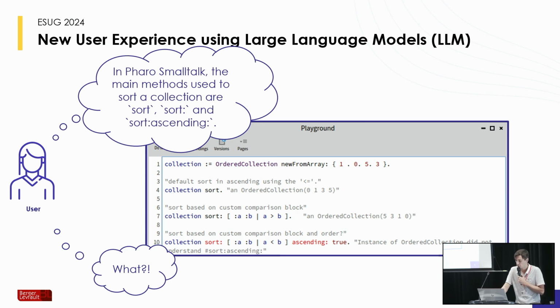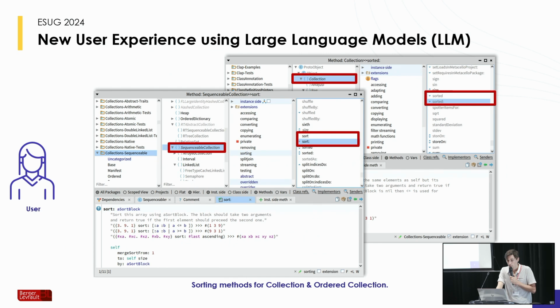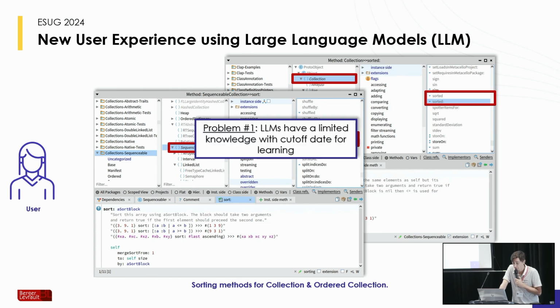And just as an example, this is a real example. When I typed it in ChatGPT at one point, it actually gave me this answer. So even with a very popular LLM, it's still possible to get highly wrong answers. And indeed, if we check the implementation for collections and sequenceable collections, you can see that there are methods for sort and sorted, which are intended to be used.